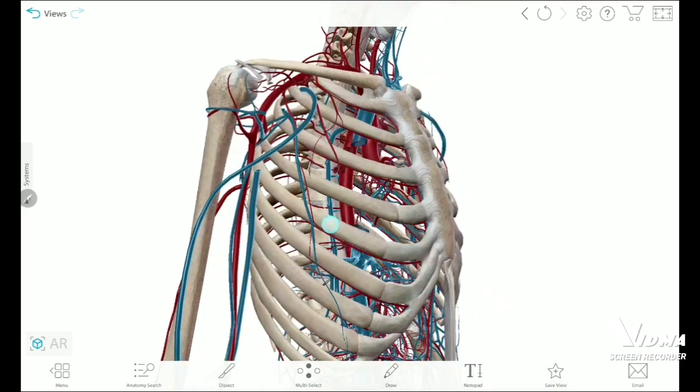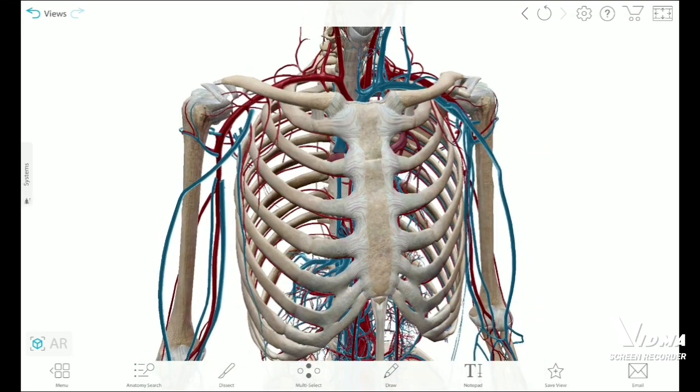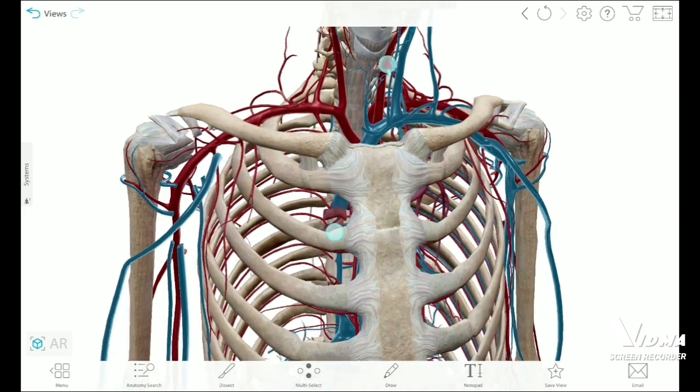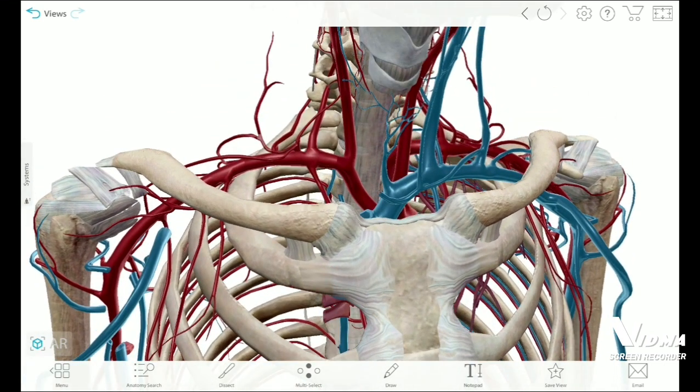So, the blood supply of the anterior intercostal spaces comes from the internal thoracic artery. So first, let's see the origin of the internal thoracic artery. So this over here is the subclavian artery.